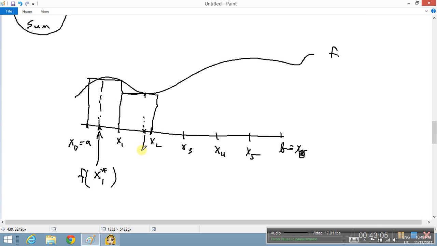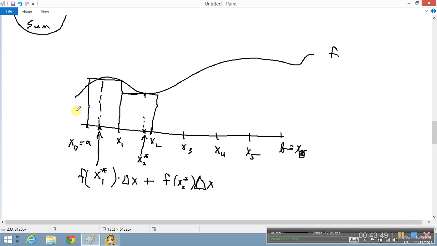This guy right here is my x sub 2 star, which just means some random number between x1 and x2, a random value on the second subinterval, which is going to get plugged into the function and multiplied by delta x. So we get f of x2 star times delta x. Now, could x sub 2 star be the right endpoint? Sure. x1 star could be the right endpoint. All of these stars could be the right endpoints, and then you would just get the right endpoint approximation. Or they could be the left endpoint.